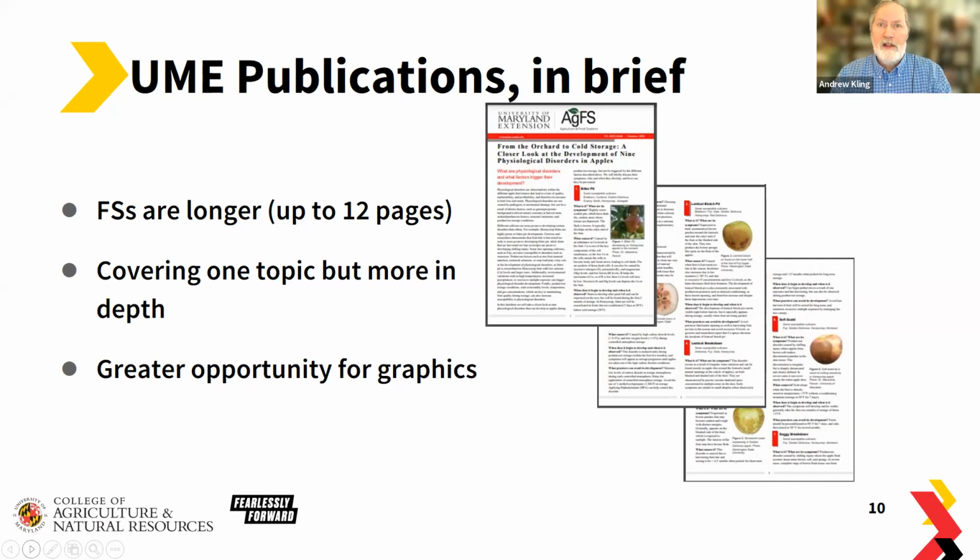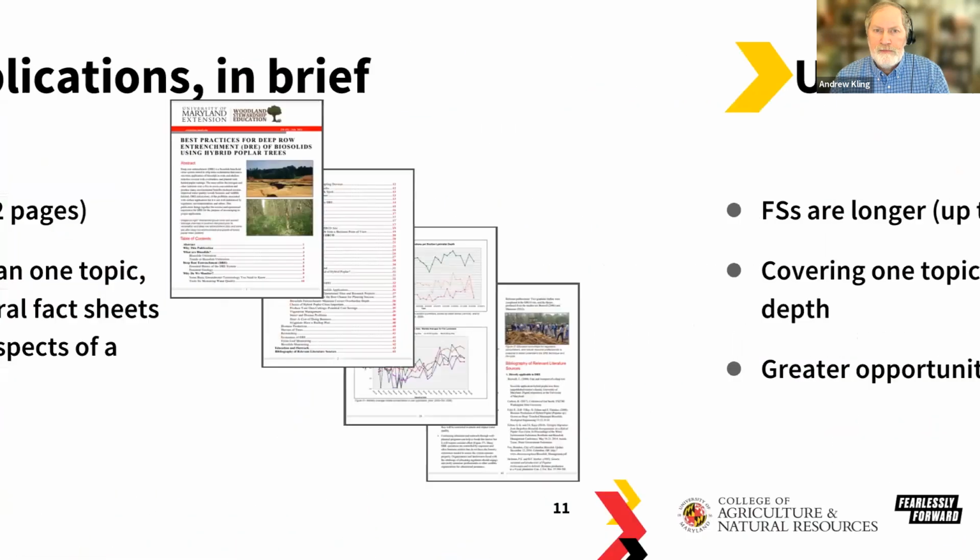One of the things I love about this job as UME editor is I get to learn about all sorts of different things, including 9 physiological disorders in apples. I had no idea, but this is something that is very important to apple orchard growers. So this content is very important for a specific audience. And it gives you in the fact sheet a greater opportunity to share graphics. She had wonderful photos that she shared of each of these physiological disorders.